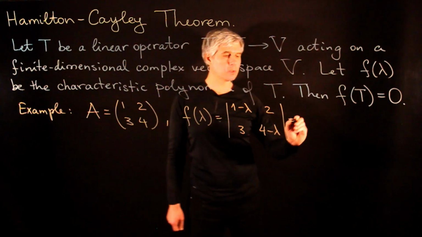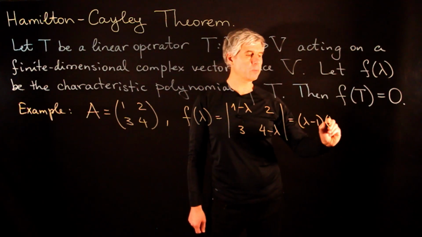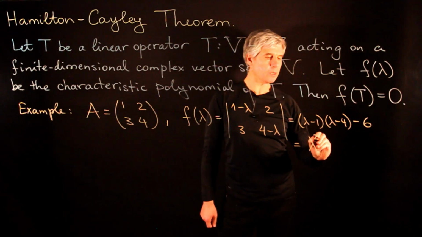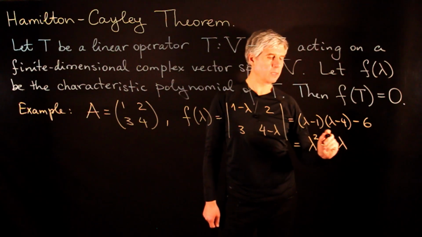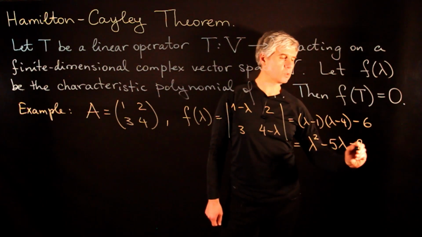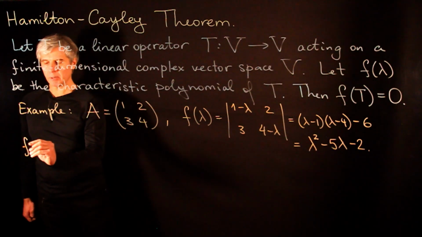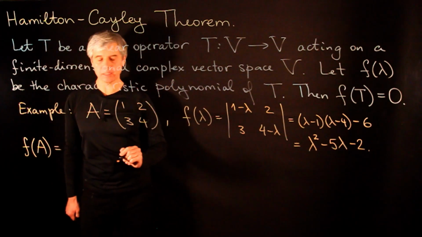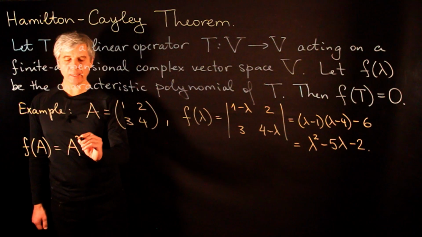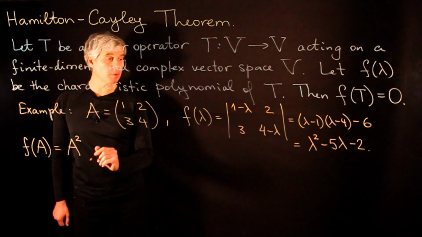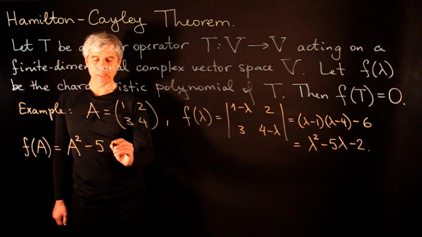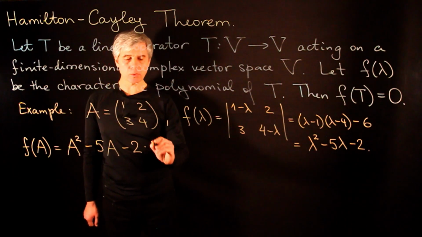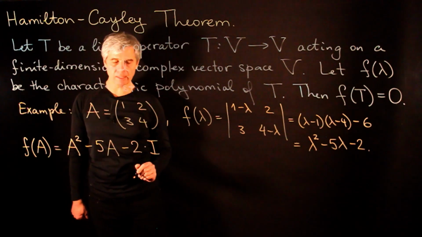And this is equal to lambda minus 1 times lambda minus 4 minus 6. Or, so this is lambda squared minus 5 lambda, and we have plus 4 minus 6 minus 2. What is the characteristic polynomial evaluated at matrix A? So here we substitute A instead of lambda. And then we get A squared, and this will be the square of a matrix, minus 5 times A, and minus 2. But here we have to convert this to a matrix, so we interpret this as 2 times identity.